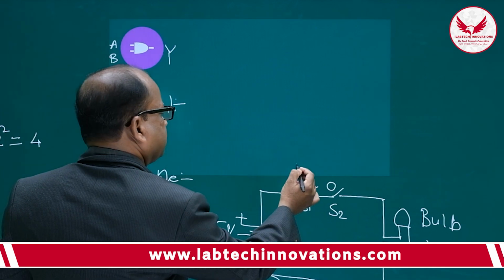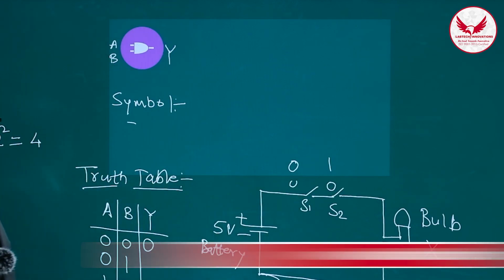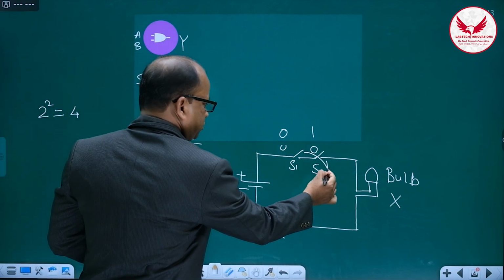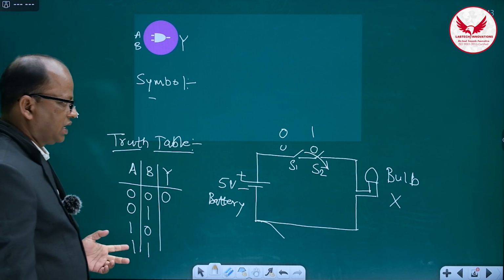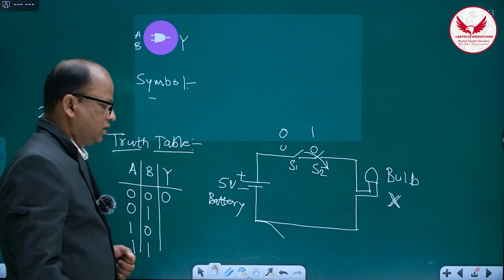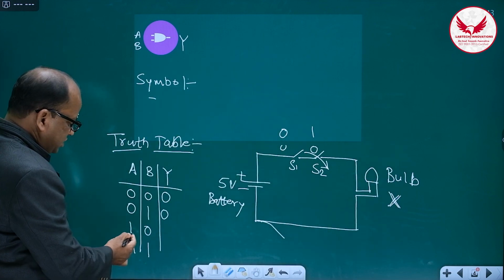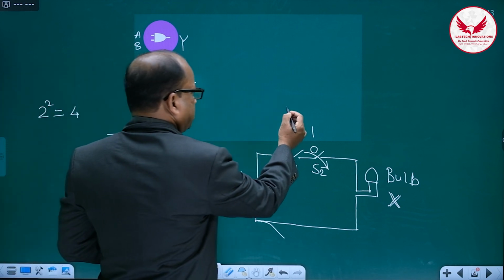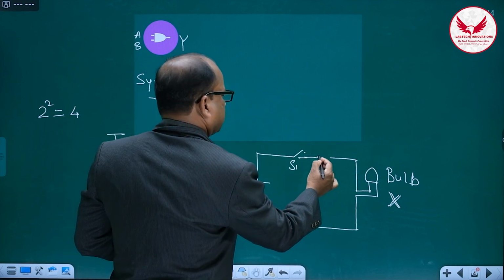The next combination is 0 1. Here I apply 0 and here 1. What will happen because of this input combination? This switch gets closed, but the first switch remains open. So in this case also, this LED will remain off. Here I'll get the output again as 0. Now the next, third condition I'll apply, that is 1 0. So 1 and the next one is 0.